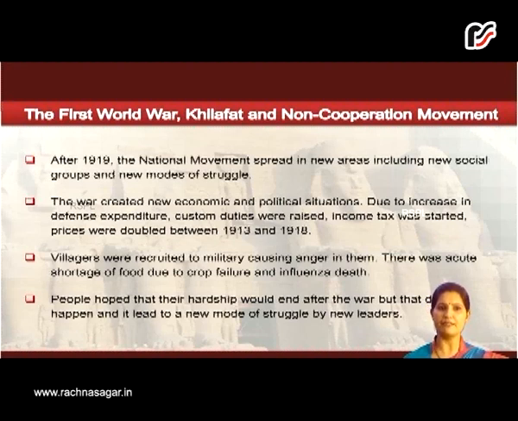Due to increase in defense expenditure, custom duties were raised, income tax was started, prices were doubled between 1913 and 1918. Villagers were recruited to military, causing anger in them. There was acute shortage of food due to crop failure and influenza death. People hoped that their hardship would end after the war, but that did not happen, and it led to a new mode of struggle by new leaders.